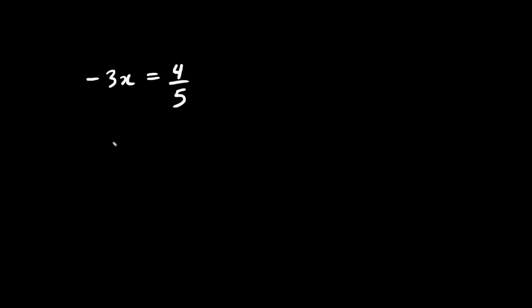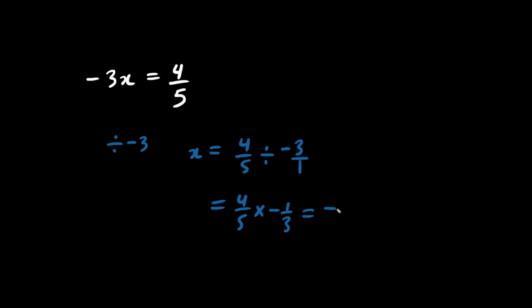Let's solve x by dividing both sides by the coefficient, negative 3. We have x equals 4/5 divided by negative 3. The negative 3 is the same thing as negative 3 over 1. So this becomes 4/5 multiplied by the flip, we have negative 1/3. Multiplying across, we have negative 4 over 15.